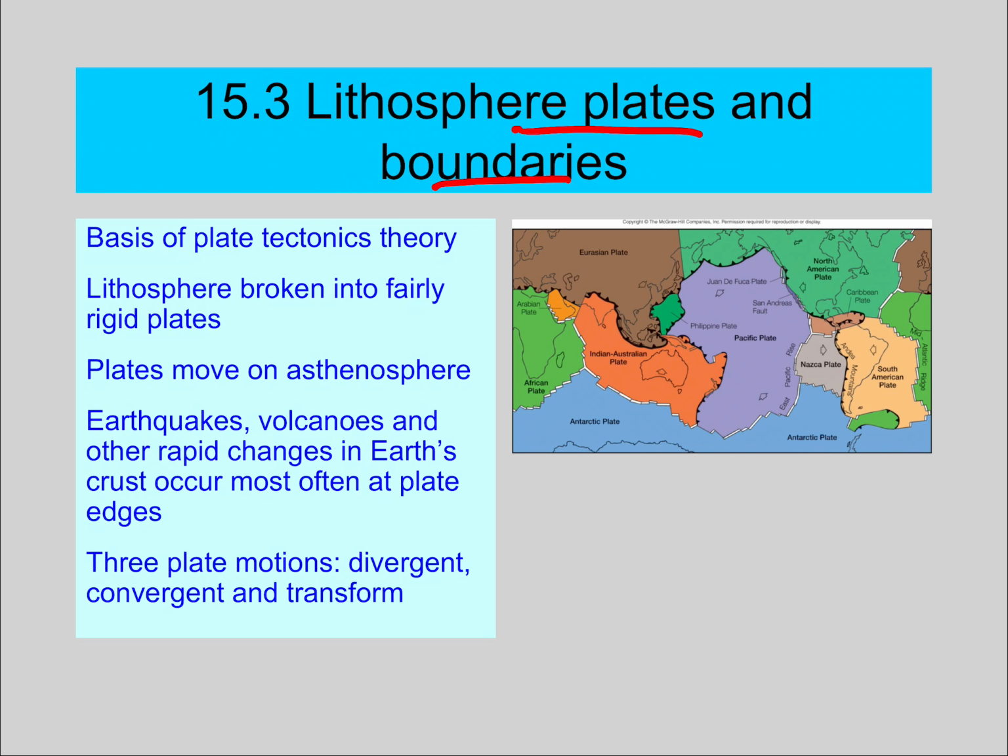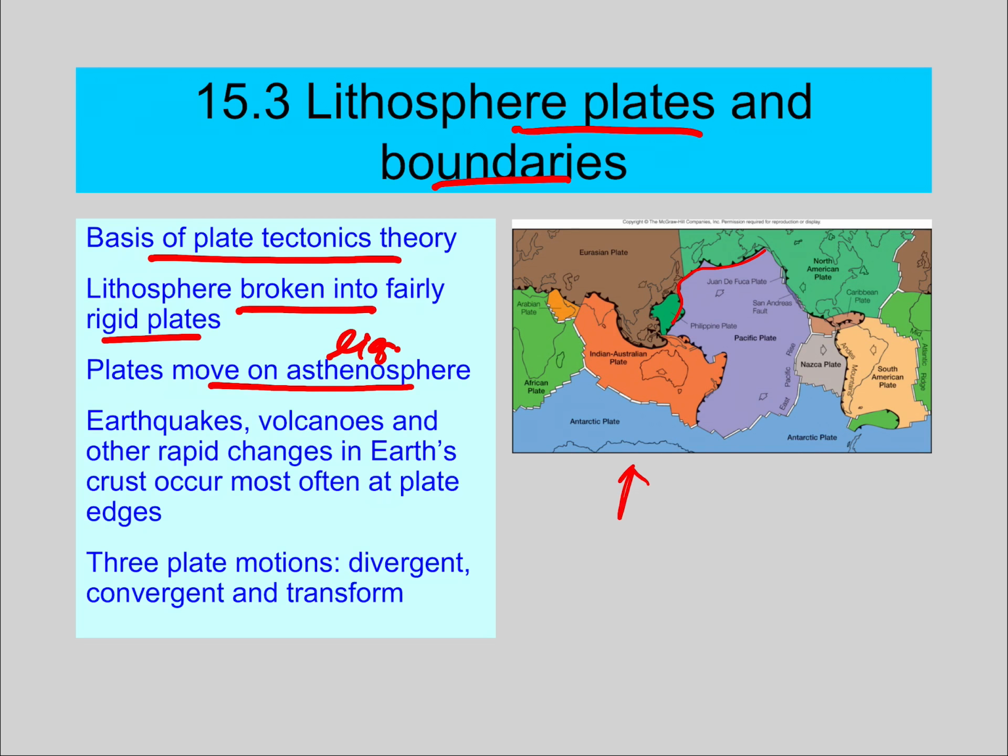Lithosphere plates and boundaries is the basis of the plate tectonics theory. The lithosphere is broken into fairly rigid plates. We can see those plates right here in the different colors. The plates float or move on the asthenosphere, which is that liquid layer. Earthquakes and volcanoes and other rapid changes in Earth's crust occur most often at the plate edges.